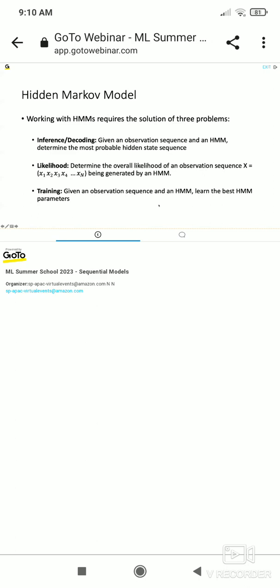With this background on the HMM, let's see the three problems we want to address in HMMs. First one is the inference problem: given an observation sequence and an HMM, determine the most possible hidden state sequence. In the likelihood problem, determine the overall likelihood of an observation sequence X being generated by the HMM. While in the training problem, we have to find the best parameters for the HMM for the given data.